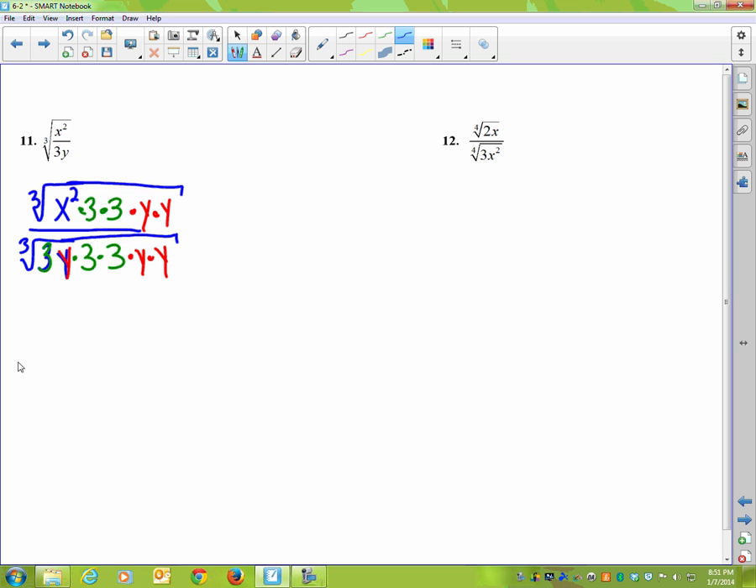Now I can simplify. Looking for groups of 3, 1, 2, 3. That comes out. Groups of 3, I've got 1, 2, 3 y's. So it comes out, and then remultiply for the numerator. 3 times 3 is 9, x squared, y squared. Now, I'm not looking for square roots, I'm looking for cube roots. And that is my final answer.